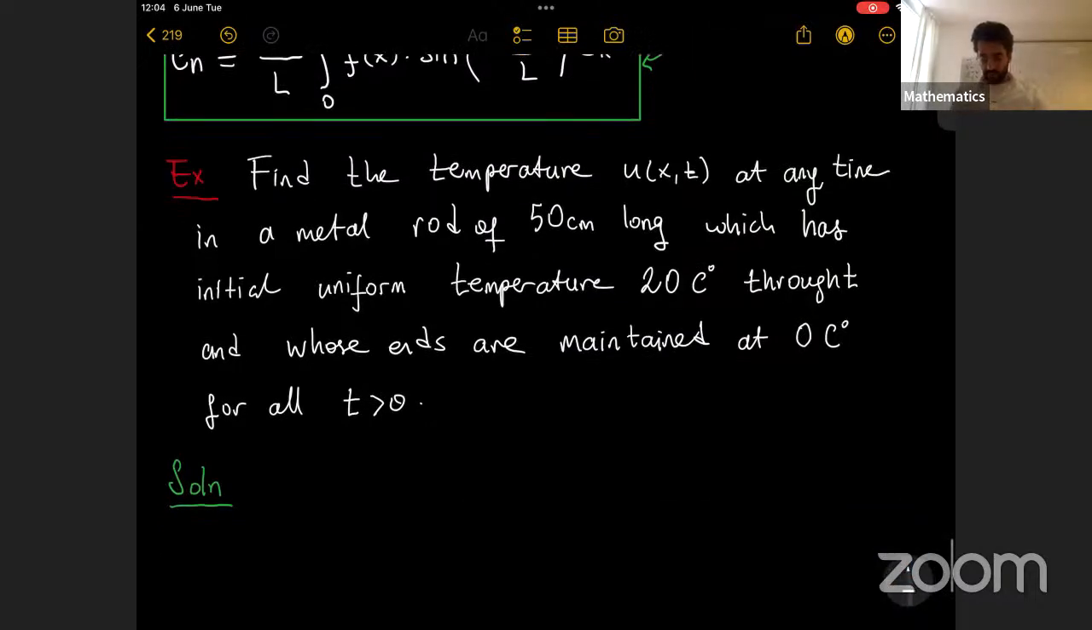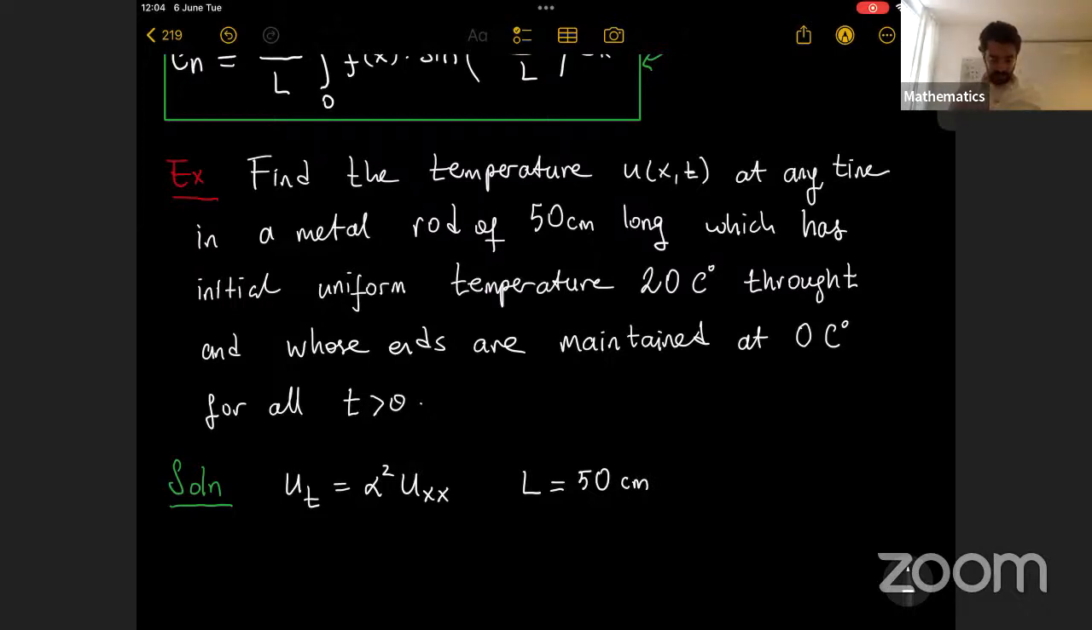The differential equation is given by u_t = α² u_xx. We don't know what alpha is. Alpha is a constant, okay? It depends on the material, the metal rod. And L = 50 centimeters. This is the length of the rod.